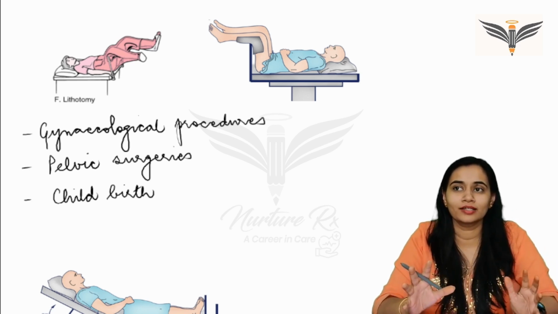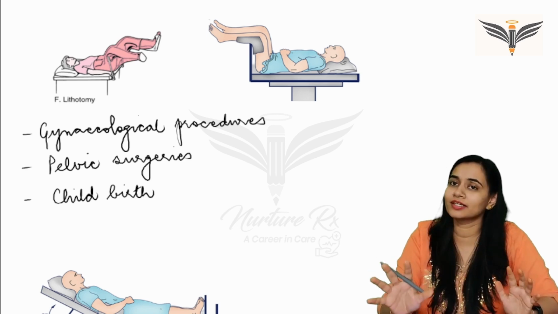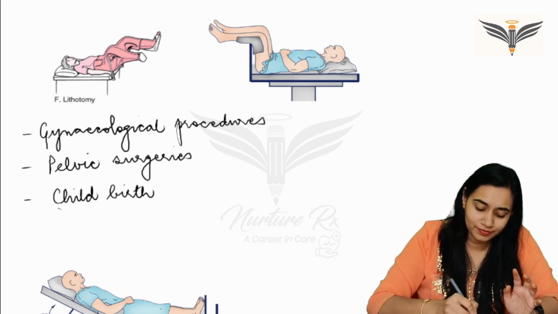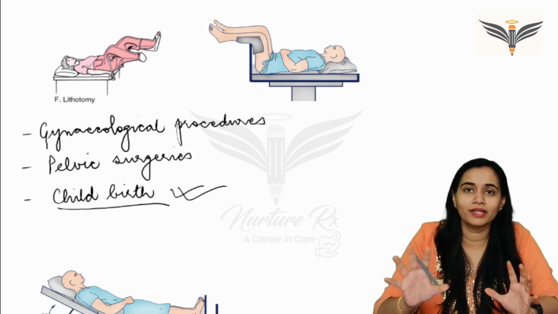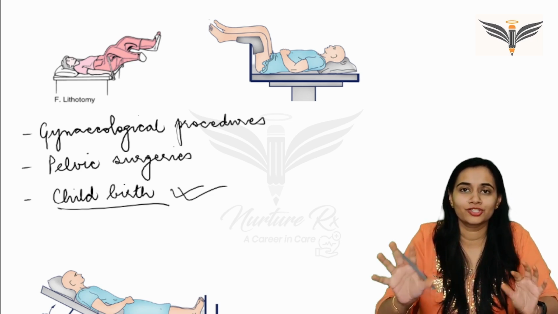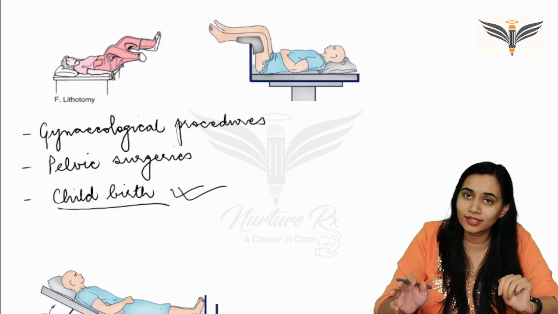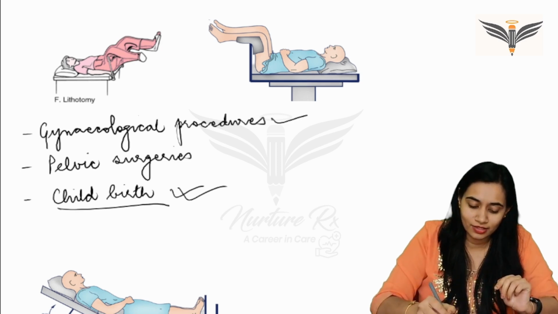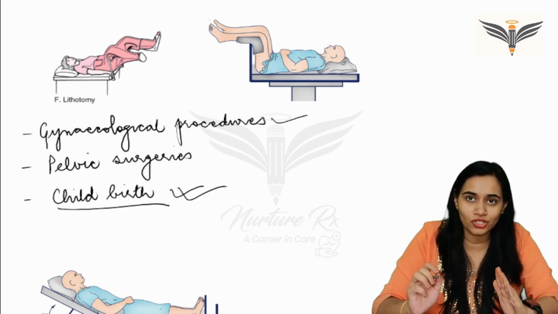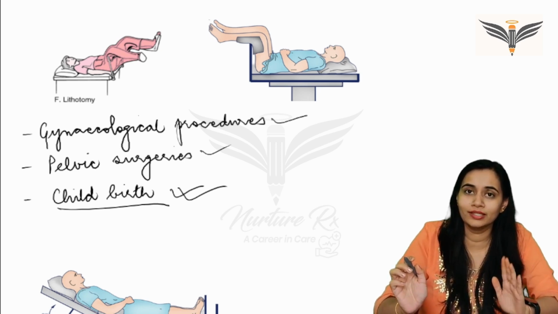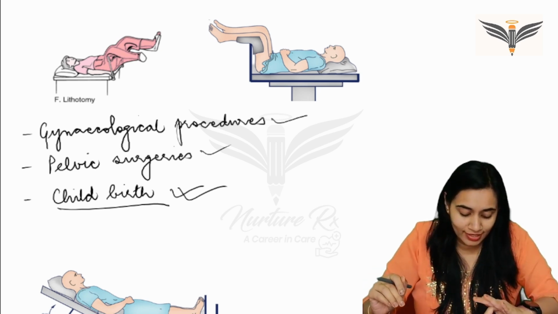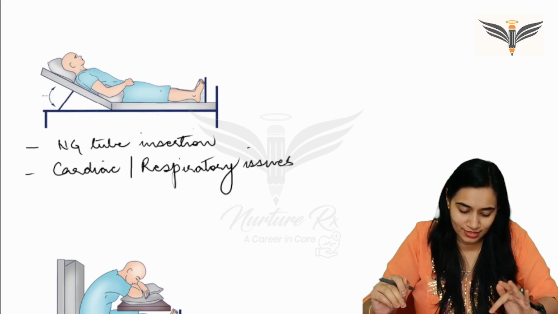So I told you that the most common place where you can see this is the labor room. So childbirth is the most common place where you have to have the patient in lithotomy position. What are the other procedures? Again, certain gynecological procedures or surgeries, and in pelvic surgeries, you are going to place the patient in this position. Right?